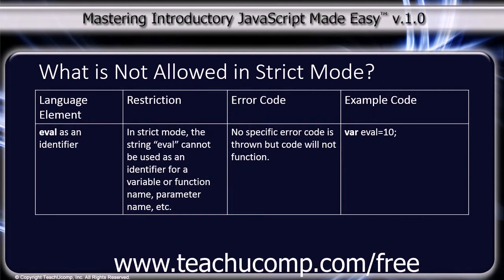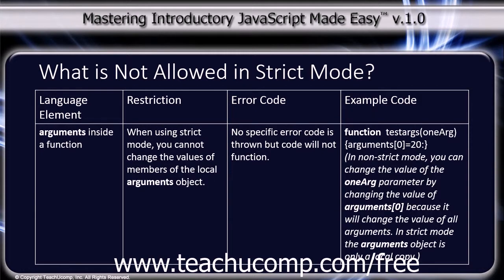Eval as an identifier. In strict mode, the string eval cannot be used as an identifier for a variable or function name, parameter name, etc. No specific error code is thrown, but the code will not function properly. And the example code var eval equals 10 is incorrect and will not work.